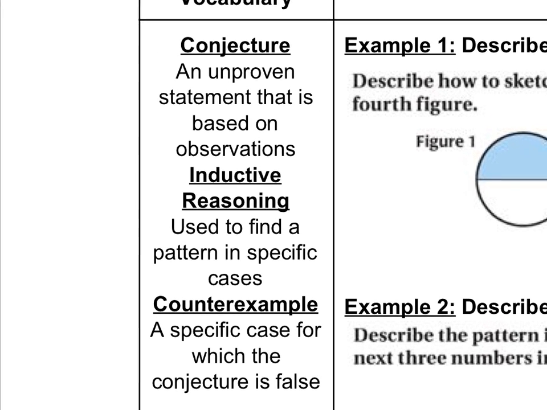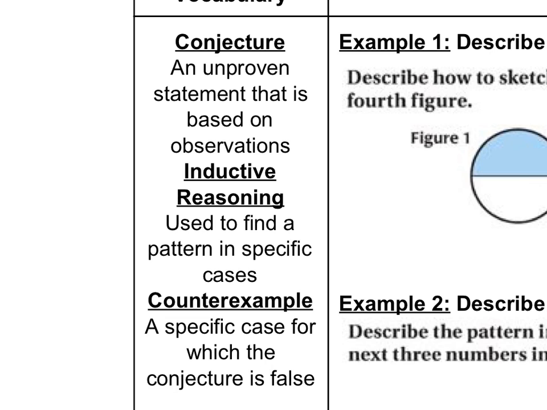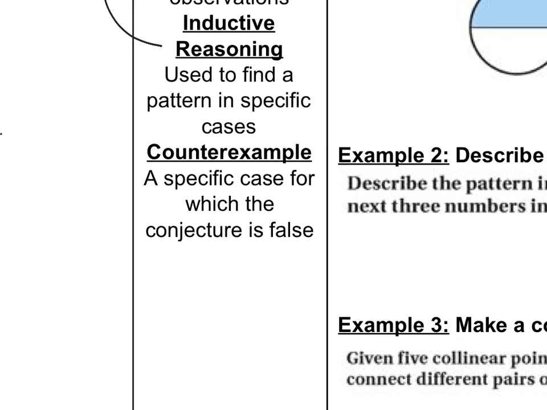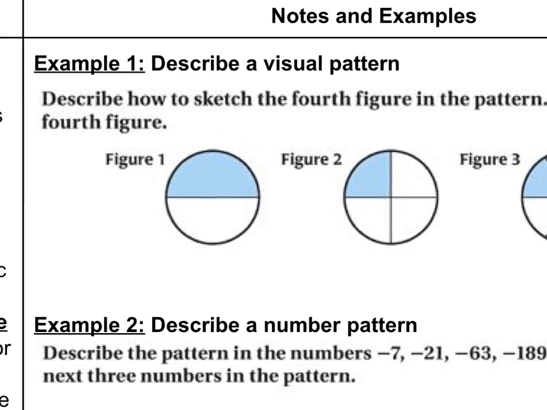A couple of vocabulary words. A conjecture is an unproven statement that is based on observations. So when we notice a pattern in something, that is a conjecture. It's unproven, but we can observe it in what we see. Inductive reasoning is used to find a pattern in specific cases, so we are going to use inductive reasoning to make a conjecture. And the last part, a counterexample, is a specific case for which the conjecture is false. We'll get into those fairly soon.